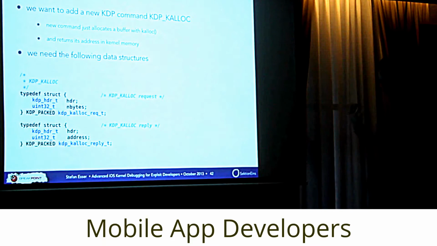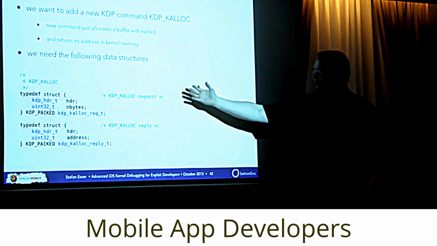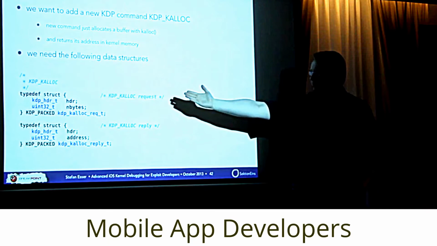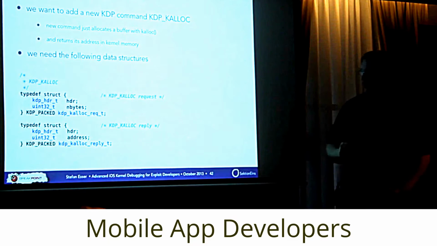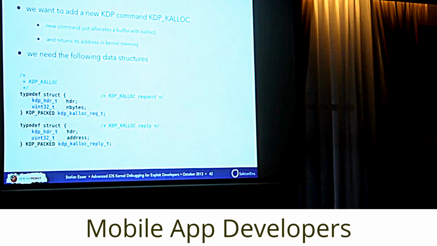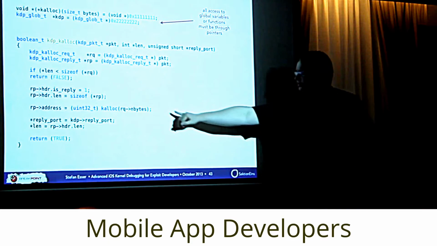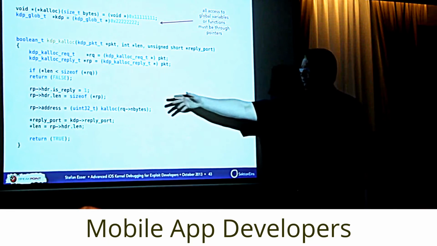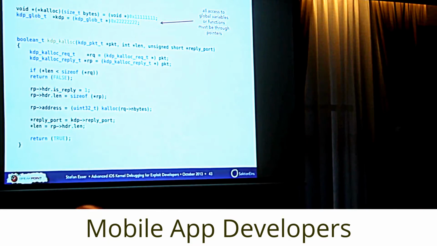And in order to implement our feature, we just need these data structures. We want to allocate something, so we have to tell it how many bytes. And the return, of course, we want to get the address that was allocated. So that's very simple. Then we can implement that, which will look like here. You see, we just return this here and everything is fine. Only one problem here.